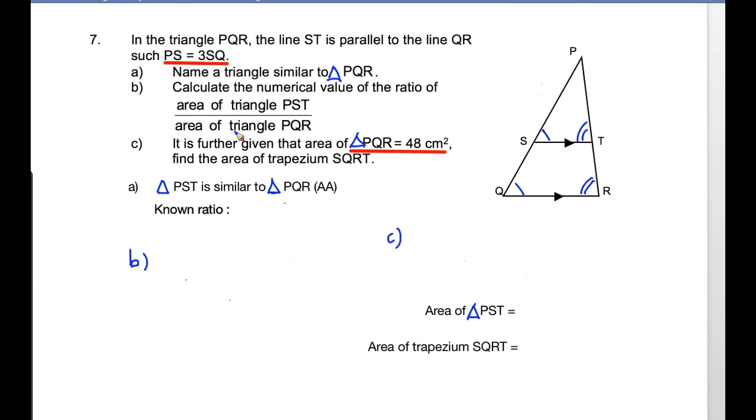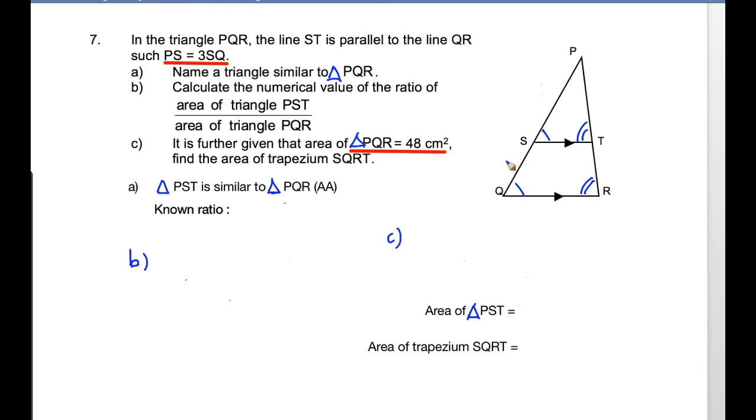In the first part, we need to name a triangle similar to triangle PQR. As we can see, triangle PST is similar to triangle PQR as they have corresponding angles. This will enable us to find the known ratio, which can be obtained from this information, which says that PS is 3 times SQ.